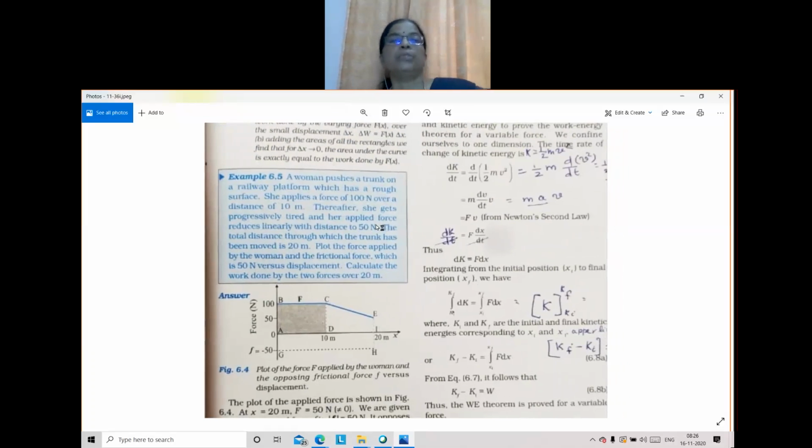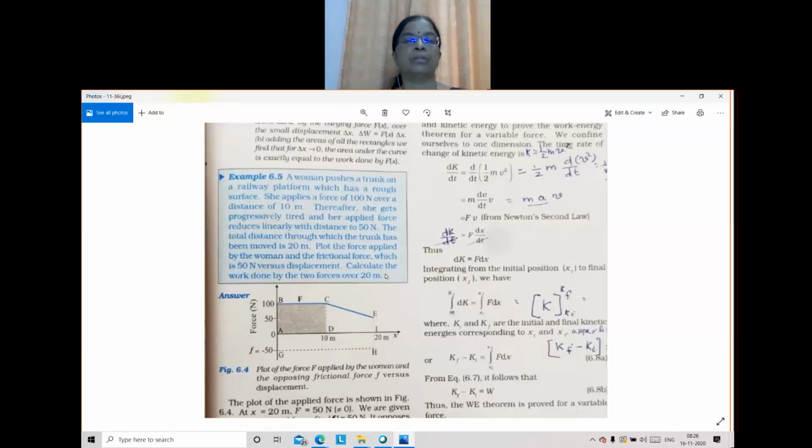A woman pushes a trunk on a railway platform which has a rough surface. She applies a force of 100 Newton over a distance of 10 meters. Thereafter, she gets progressively tired and her applied force reduces linearly with the distance to 50 Newton. The total distance through which the trunk has been moved is 20 meters. Plot the force applied by the woman and the frictional force.